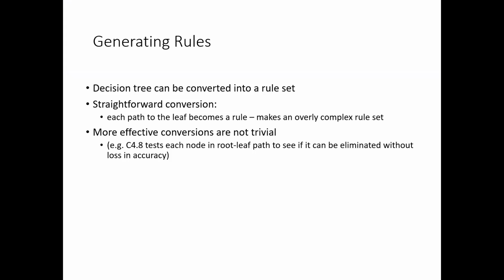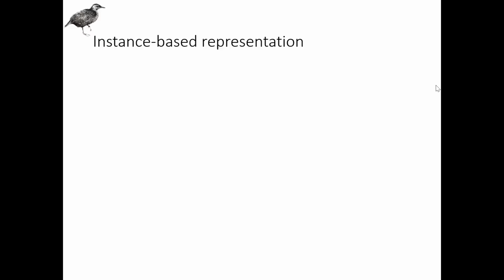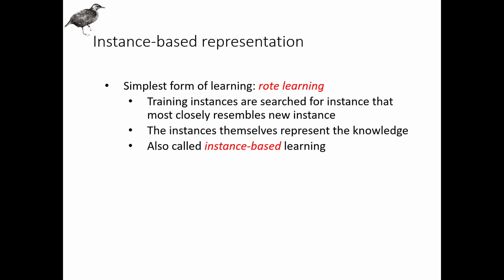I would like to discuss two more algorithms. The first one is what we call instance-based representation, where the algorithms are something like k-nearest neighbor. The difference from the previous one is that it will not create a model. It will simply store the instances themselves. That's why we call it instance-based representation.